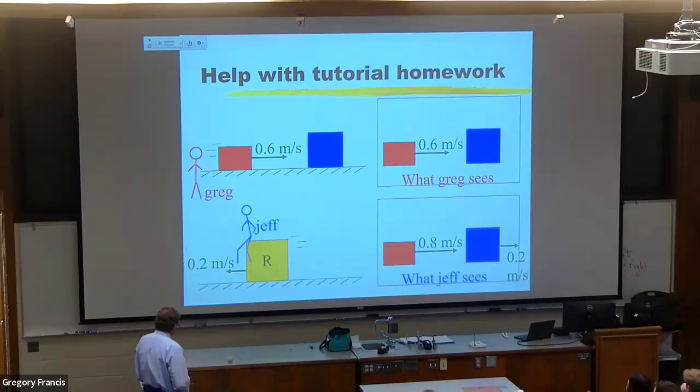As Jeff moves this way, does the blue block get further away from him? If he's traveling at 20 miles an hour, the pickup truck doesn't stay right behind him. It's moving back in the past. Does that make sense?